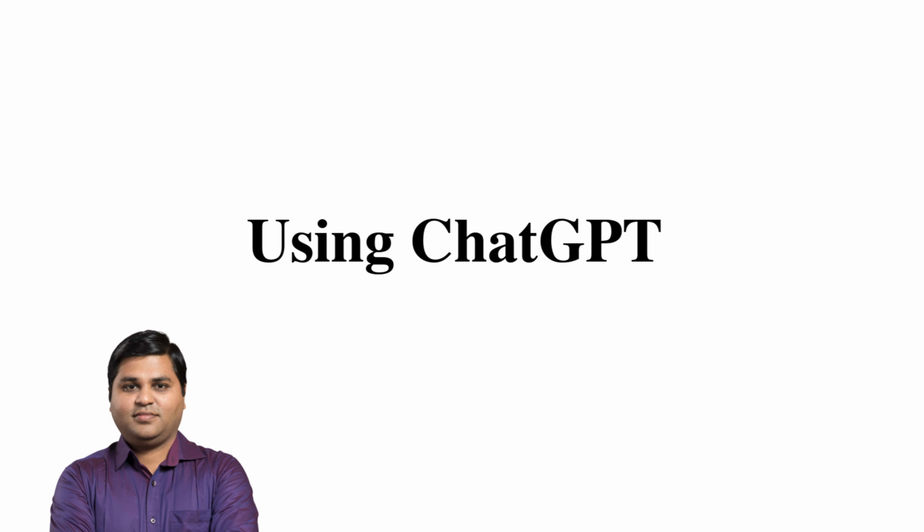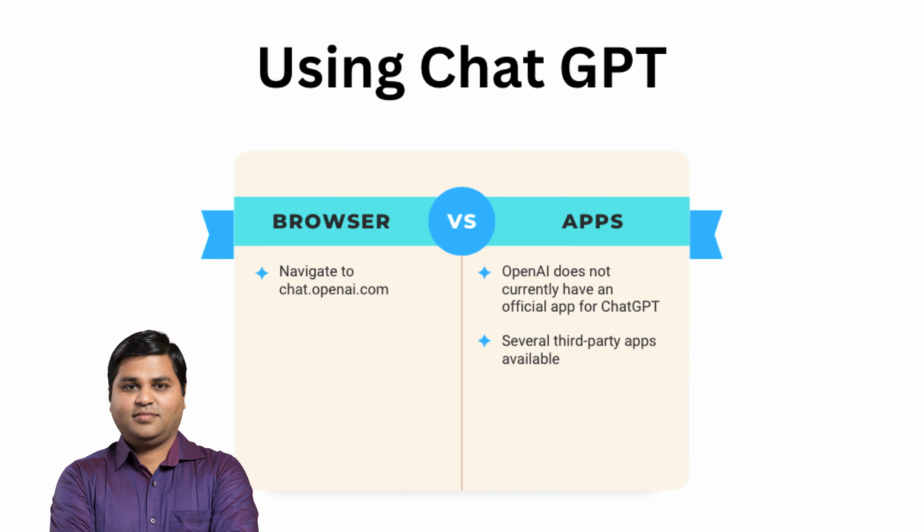Using ChatGPT. Hello everyone and welcome back. Today, let's talk about how to start using ChatGPT. Firstly, how can you interact with ChatGPT? Currently, the only option is through a web browser. To get started, simply go to chat.openai.com.